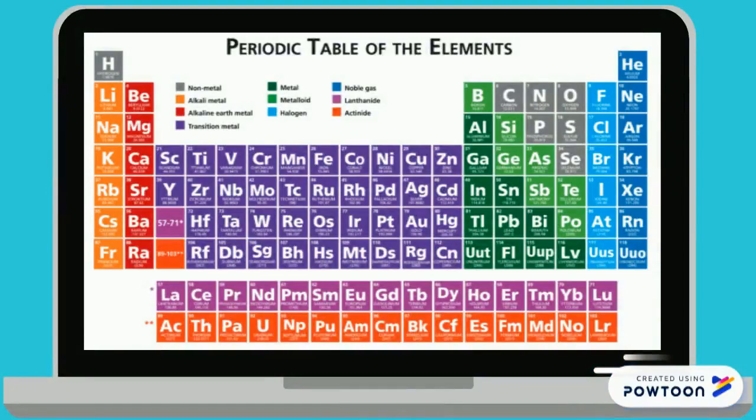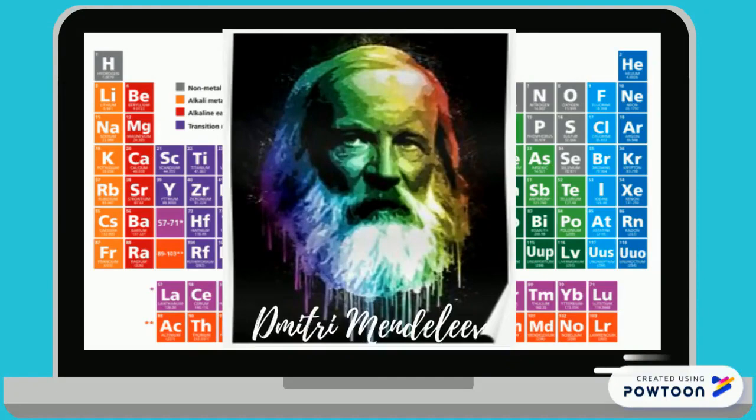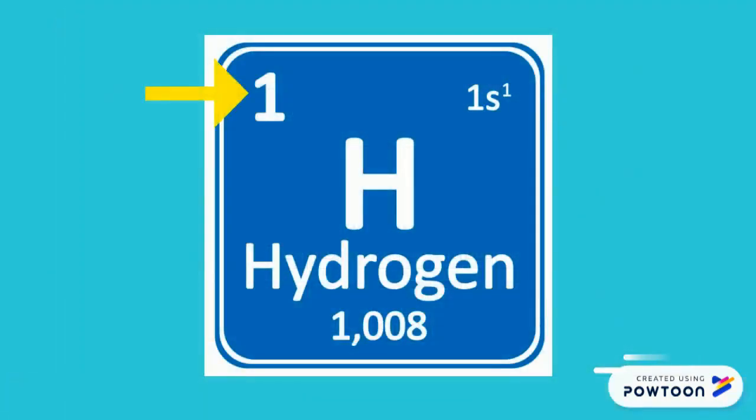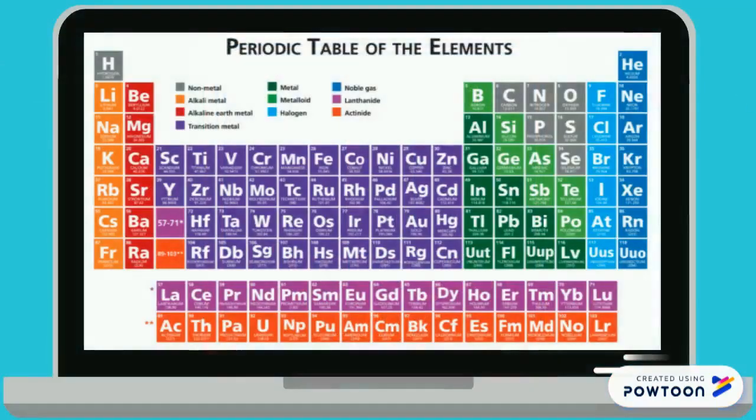The periodic table, also known as the periodic table of elements, was invented by Dmitri Mendeleev. It is a tabular display of elements arranged by atomic number, electron configuration, and recurring chemical properties. It has 7 rows called periods, and columns called groups, which contain elements with similar chemical behaviors.